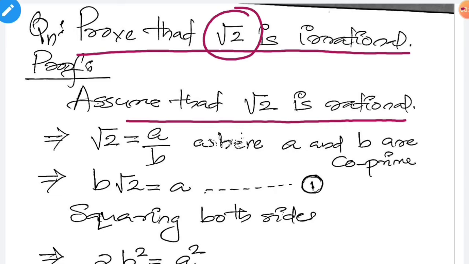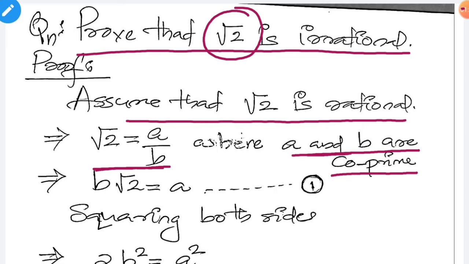If root 2 is rational, any rational number will be of the form a by b. So we will write root 2 equal to a by b, and we are assuming a and b are coprime. What is meant by coprime? A and b are coprime means they have no common factor other than 1.